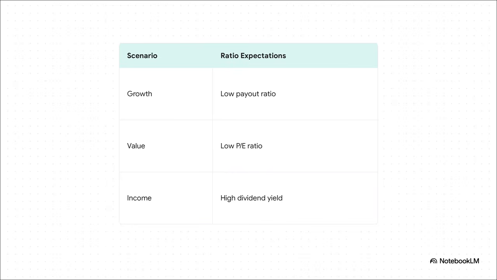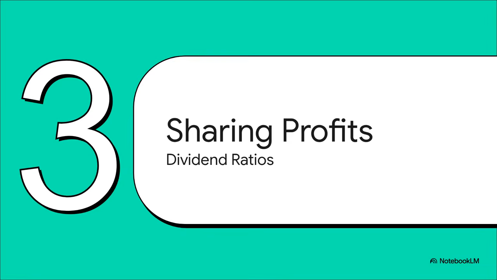They honestly don't care as much about rapid, explosive expansion. They're hunting for a high dividend yield. They're focusing intensely on the cash return relative to the market price they paid. Which brings us perfectly to section 3, sharing profits through dividend ratios.